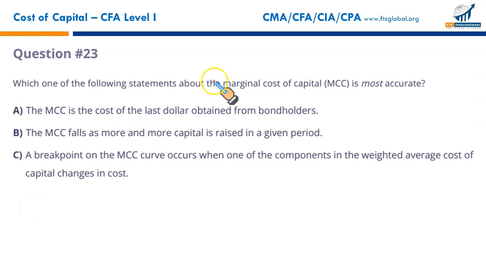Next, which of the following statements about the marginal cost of capital is most accurate? MCC is the cost of the last dollar obtained from bondholders. Why bondholders? When you say cost of capital, it involves equity, it involves preferred stock. Why just bondholders only?